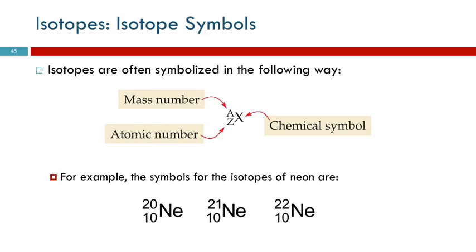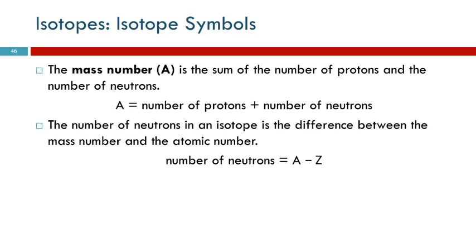The atomic number is the number on the periodic table. If you find neon on the periodic table, 10 is its atomic number. That tells me it has 10 protons and 10 electrons in a neutral atom. It does not tell me how many neutrons there are. The 21, 20, and 22 are the mass numbers. The mass number is the sum of the number of protons and the number of neutrons. Remember, the neutrons and the protons make up most of the mass of the atom. The electrons are really, really small, so we can ignore them most of the time in terms of mass.